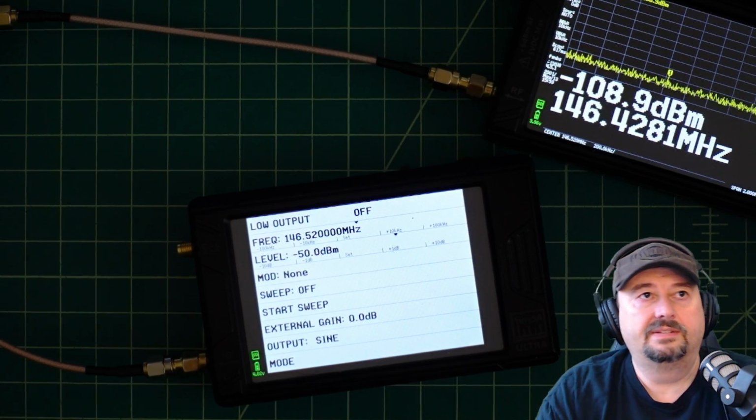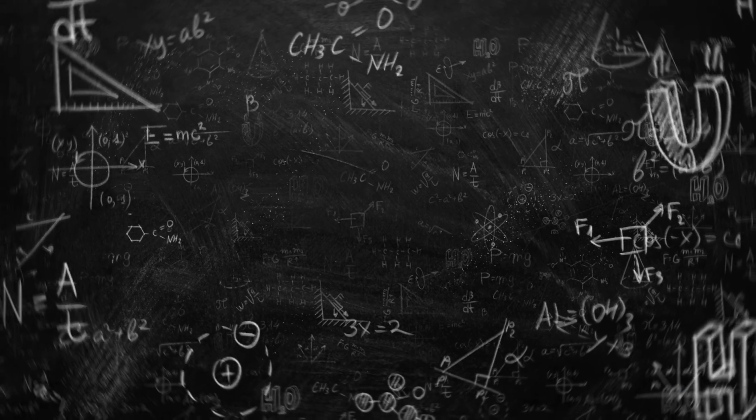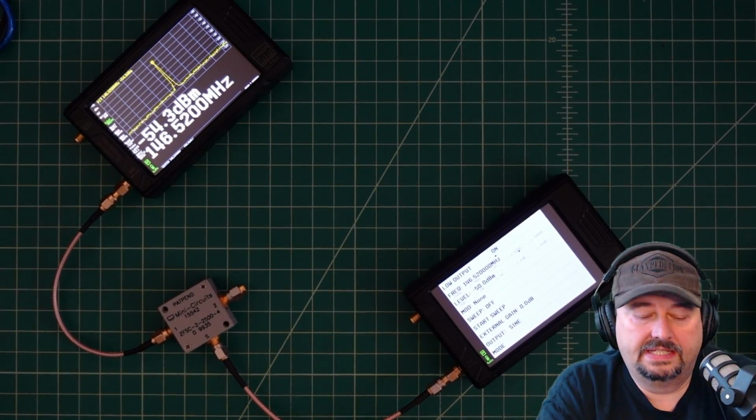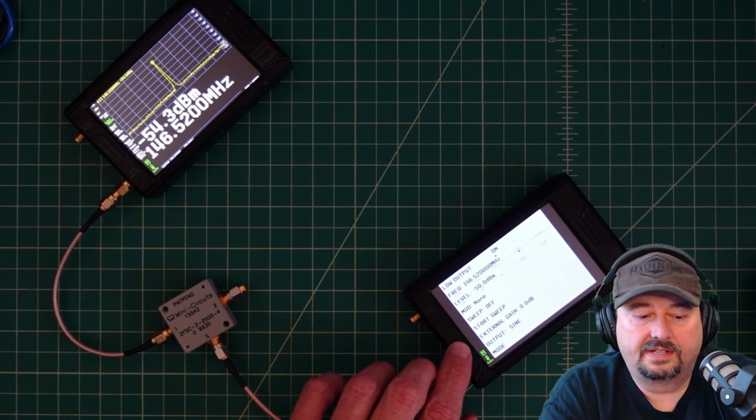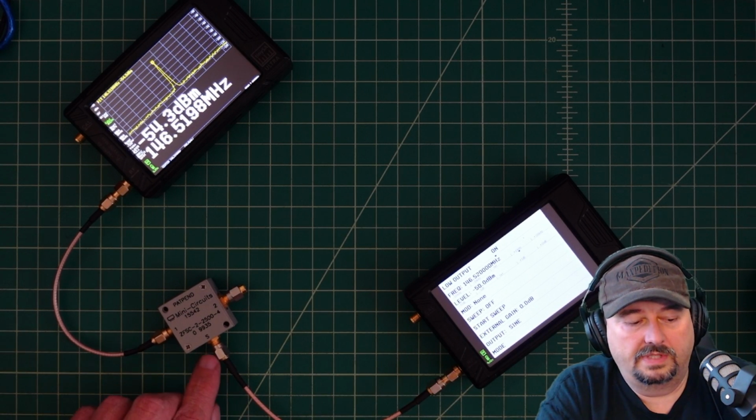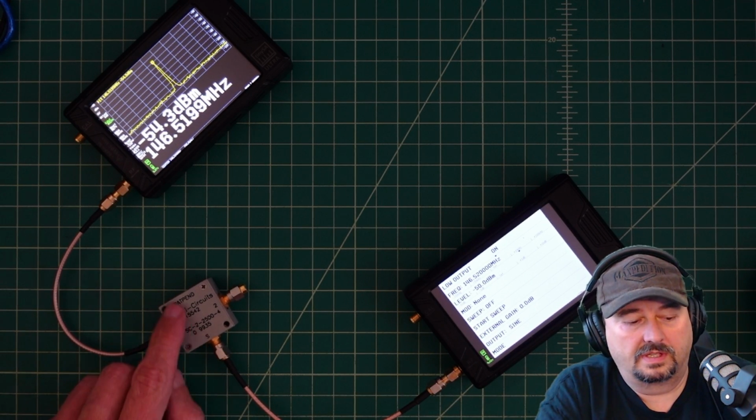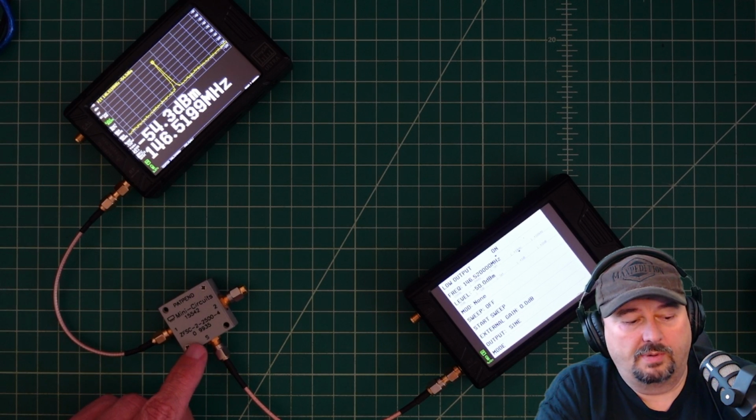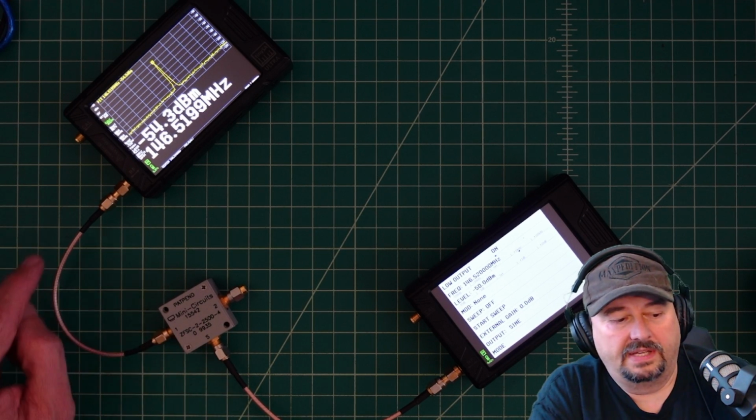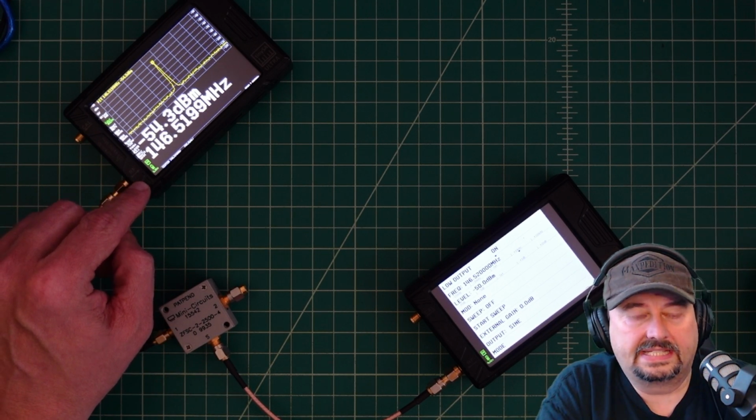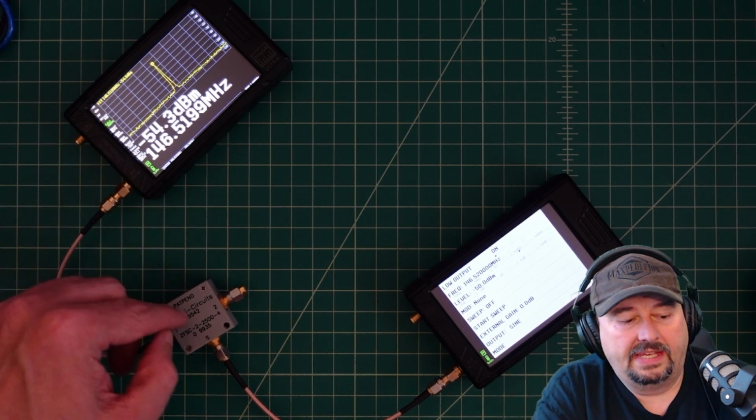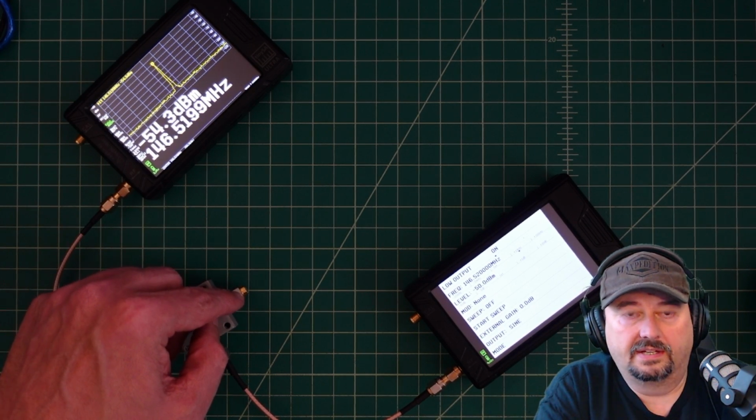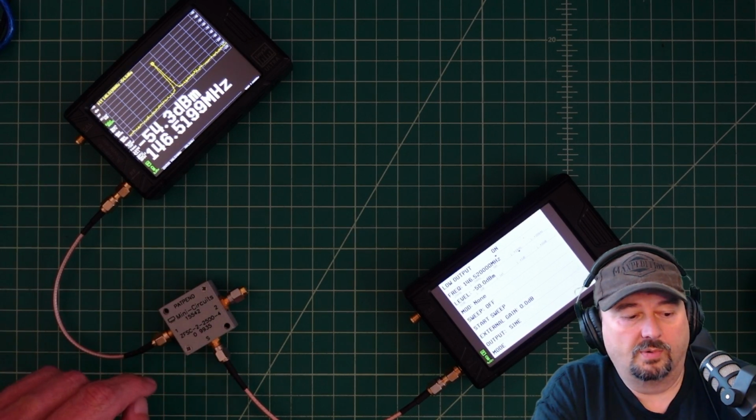Let me go ahead and zoom out just a little bit. Okay, so our Tiny SA signal generator is turned on and it is going into our device under test, and it's going in port S. Coming out of port one, we have signal going into our Tiny SA with the big numbers. And I have a 50 ohm dummy load here, giving us a 50 ohm impedance on port two.